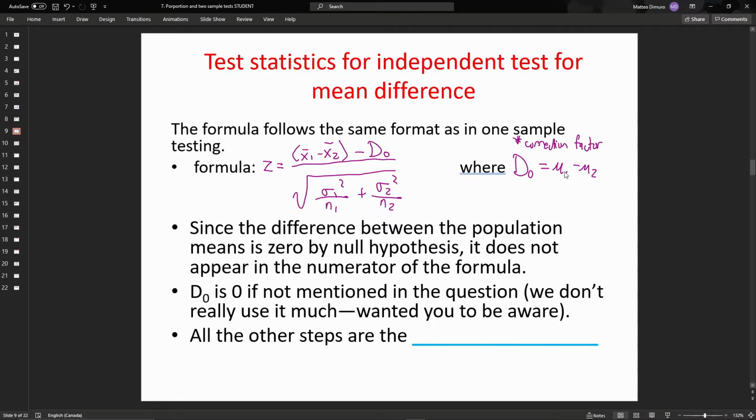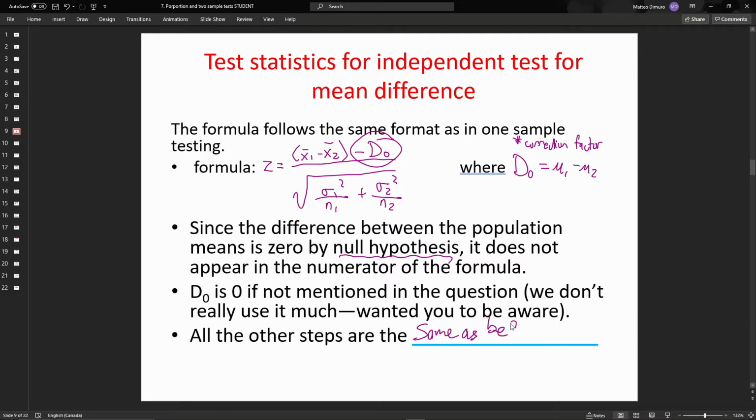It's going to be 0 in the questions we do. Since the difference between the population means is 0 by the null hypothesis, this doesn't really appear in the formula. So D0 is 0 if it's not mentioned in the question, and I don't really give questions that involve it. So all the other steps are the same as before.